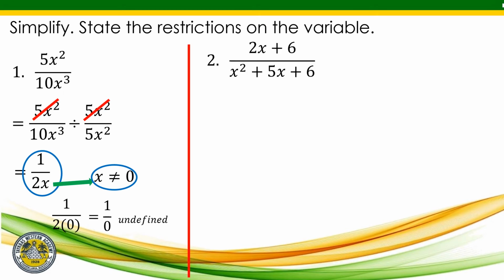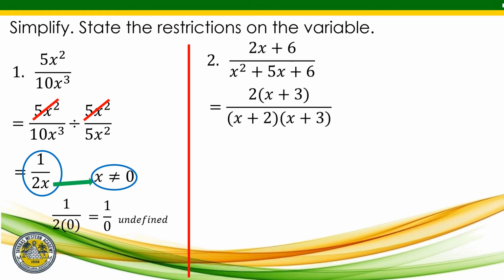Okay? Example number 2. So example number 2, 2x plus 6 over x squared plus 5x plus 6. So nasa letter B tayo, 144 pa din. So una nating gagawin, kapag nakita natin na pwedeng i-factor ang numerator and then denominator, mag-factor muna tayo. Okay? Kaya una nating diniscuss on how to factor polynomials. So kung nakalimutan na, balikan yung video, nasa FB group lang natin yon.